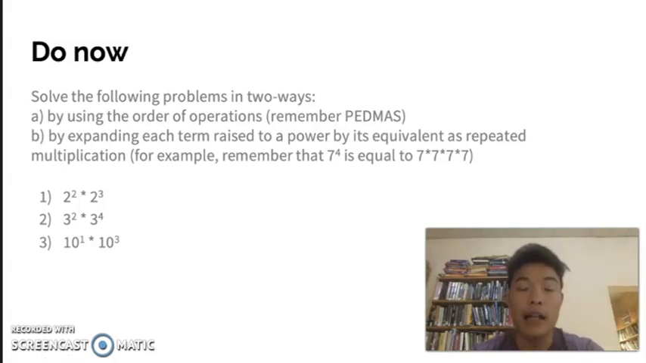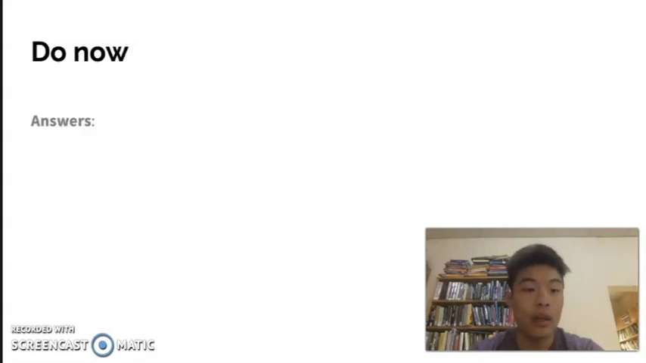Now that you've had some time, let's go over the problems together and find the answers. So for the first problem, we had 2 squared multiplied by 2 cubed. The first way to find the answer is by using the order of operations. So we can do 2 squared, which equals 4, and 2 cubed, which equals 8, and multiply the two answers to get 4 times 8 is equal to 32.